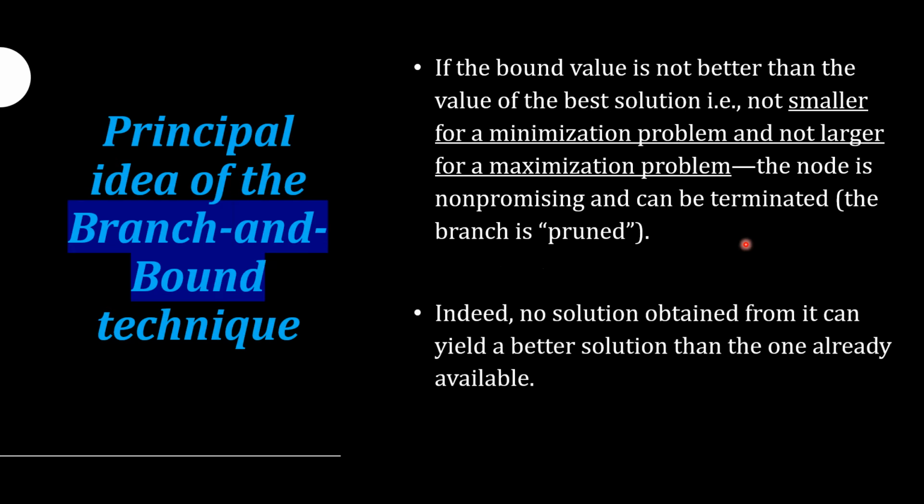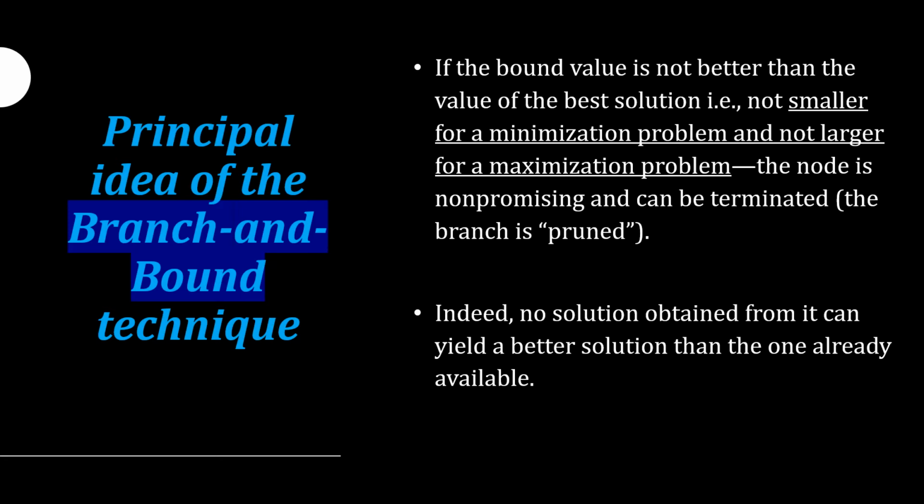And indeed no solution obtained from it can yield a better solution than the one already available. Some solution is already present, but while constructing you may find another solution which is optimal, which is better than the existing solution. If that is the case, we can terminate or kill that node and continue constructing the state space tree to get the optimal solution. These two are the very important points about the main principal idea of the branch and bound technique.